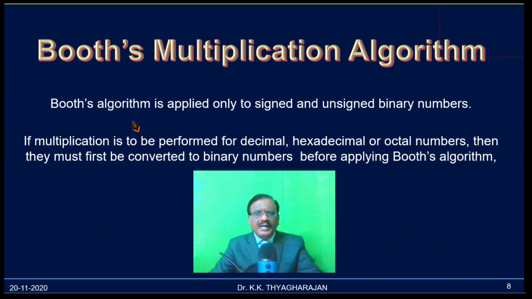In this video, I am going to give some important points to be noted for recoding the multipliers using Booth's multiplication algorithm. Booth's multiplication algorithm is used only for binary numbers. If multiplication is to be performed for decimal, hexadecimal or octal numbers, then they must first be converted to binary numbers before applying Booth's algorithm. Booth's algorithm can be used for signed and also unsigned binary numbers.